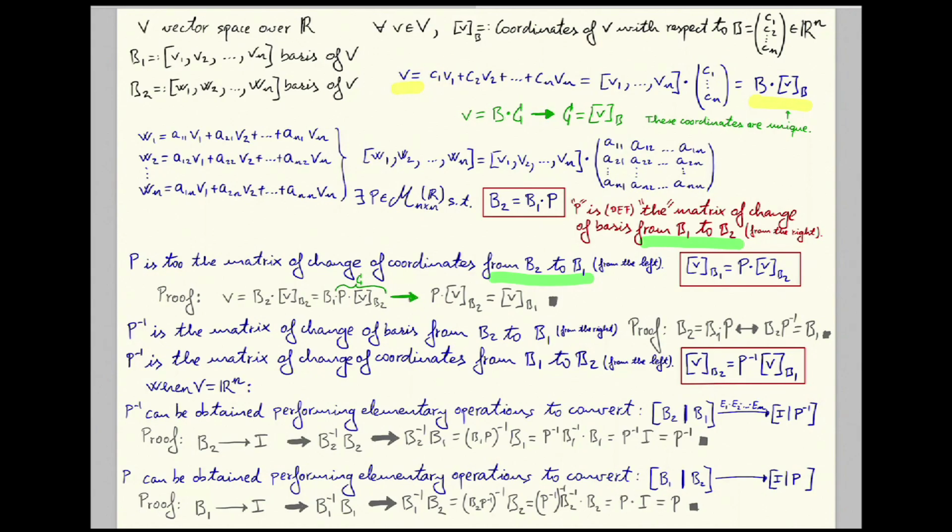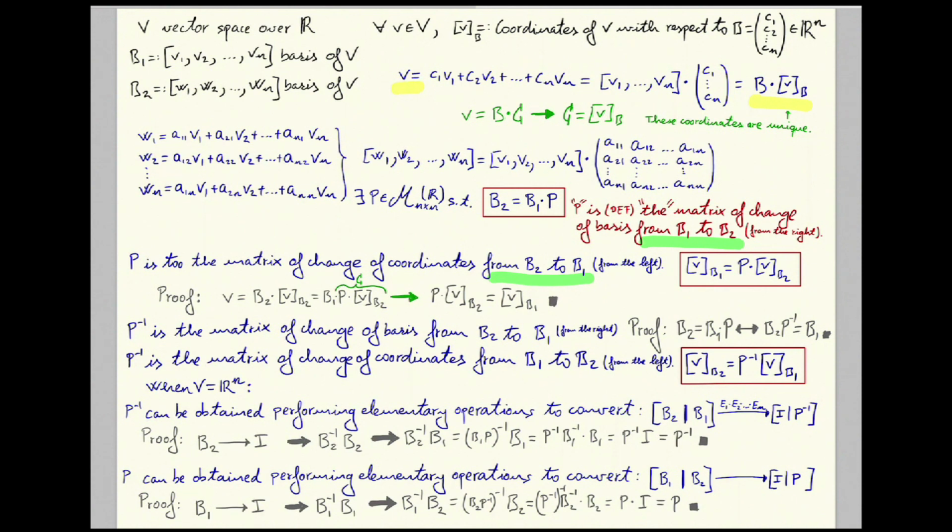So the conclusion of all this is that the matrix that changes bases from B1 to B2 changes coordinates too, but in reverse. It changes coordinates from B2 to B1. And if you want to move always in the same direction, let's say from 1 to 2, then you need to get the inverse matrix.